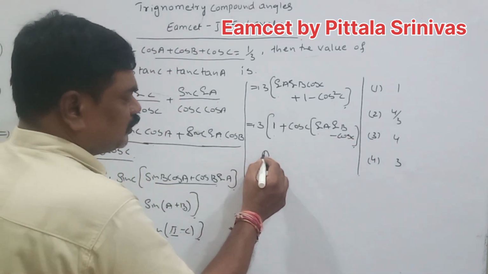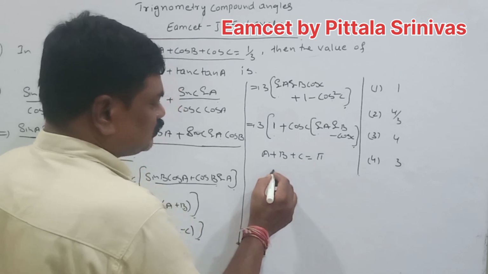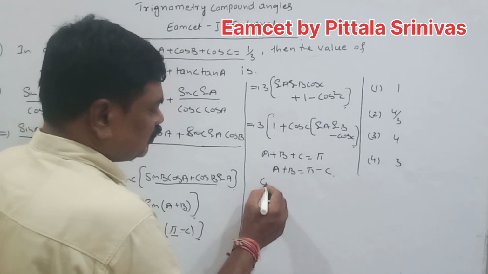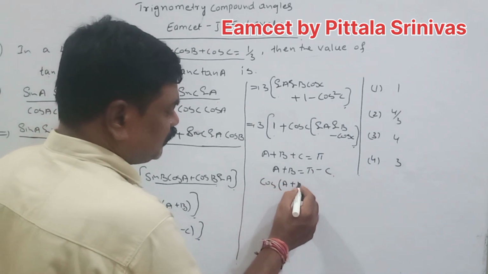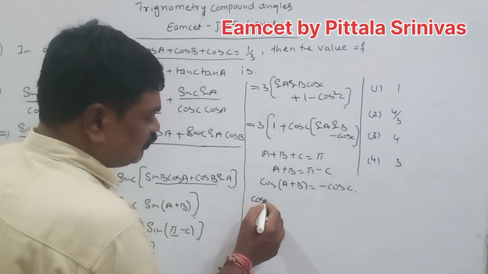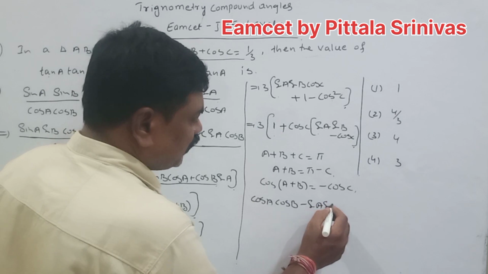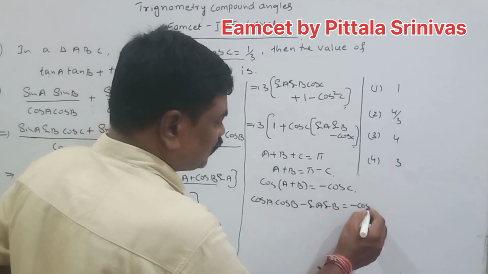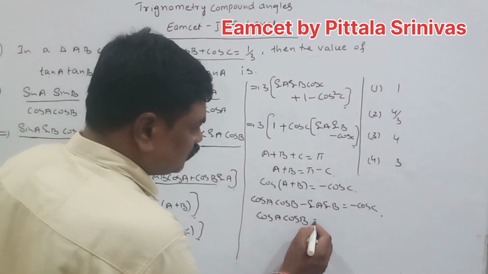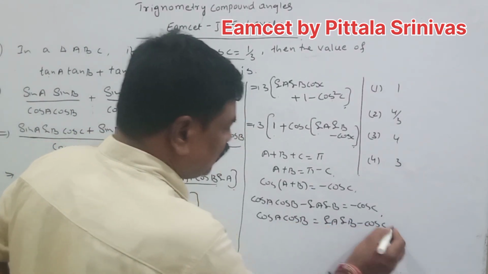We know that a plus b plus c is equal to π. So a plus b is equal to π minus c. Cos of (a plus b) is equal to minus cos c. Cos a cos b minus sin a sin b is equal to minus cos c. So cos a cos b is equal to sin a sin b minus cos c.